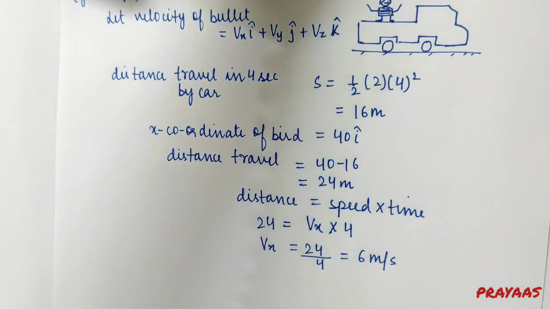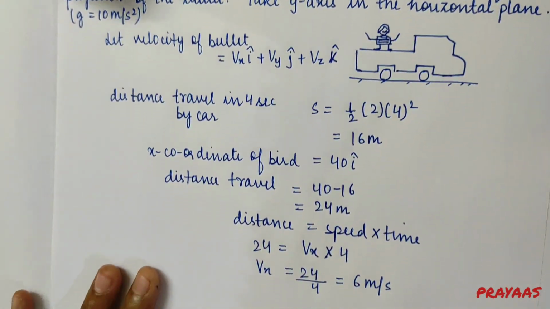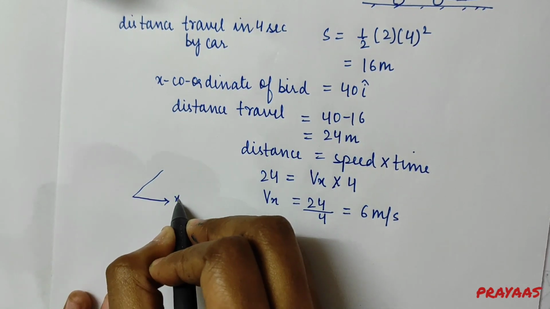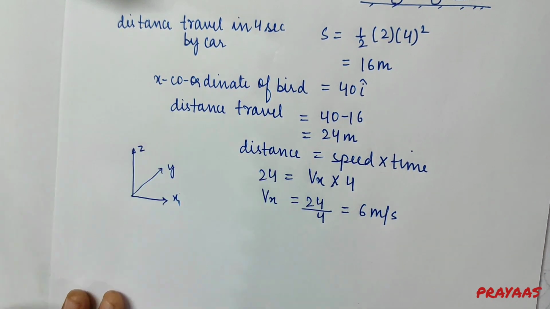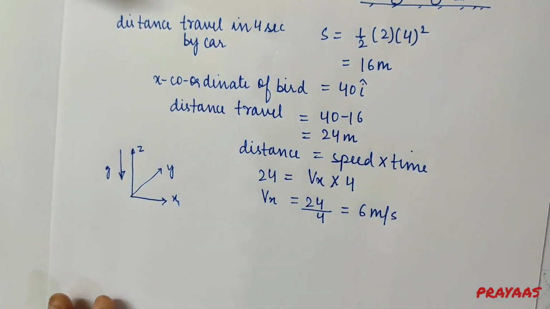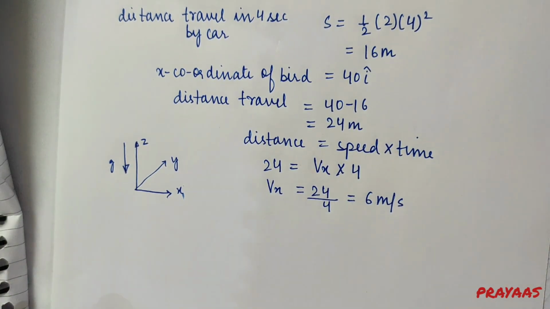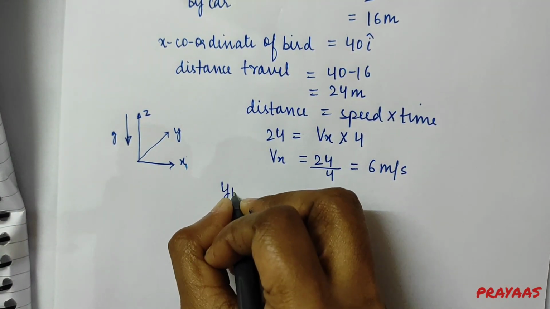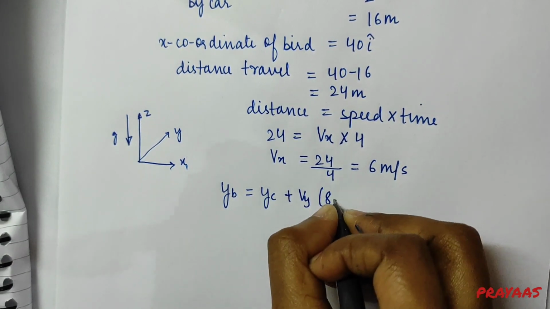In the question it is mentioned that y-axis should be taken in the horizontal plane. So this can be drawn as this. Y-axis in the horizontal plane. This is x, this is y, and this is z. So my acceleration due to gravity will act in negative z direction, that is downward. So for finding the velocity in y direction, I am going to do yb equals yc plus vy into 8 minus 4.